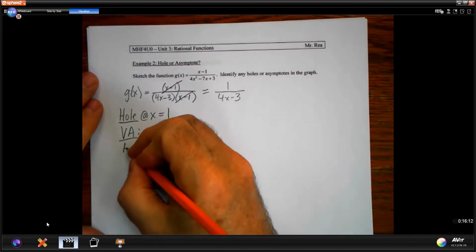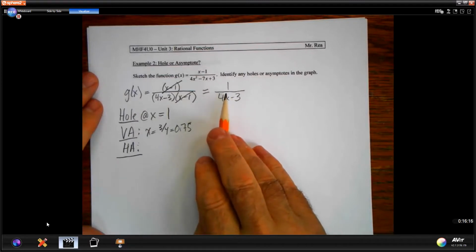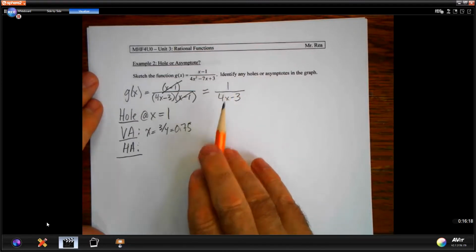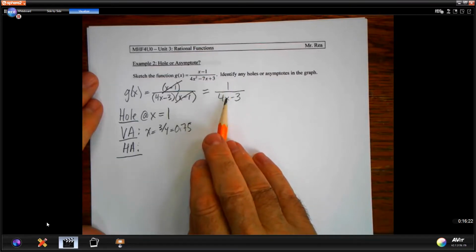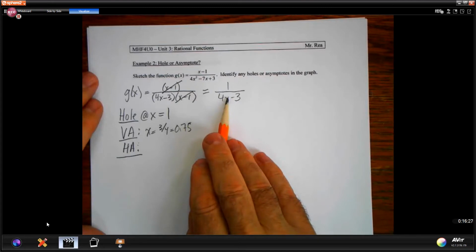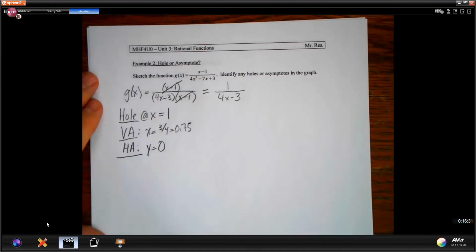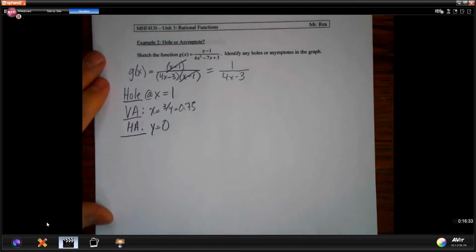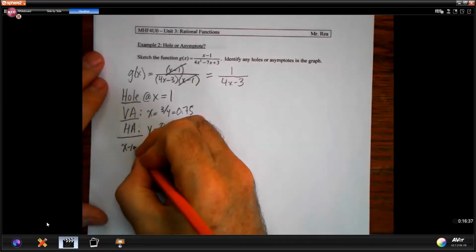A horizontal asymptote, okay, when I look at the degree of the top is 0, the degree of the bottom is 1, so the degree of the top is less than the degree on the bottom. That means my horizontal asymptote will be y equals 0. No calculation needed. Okay, x-intercepts, y-intercepts, let's do those now.